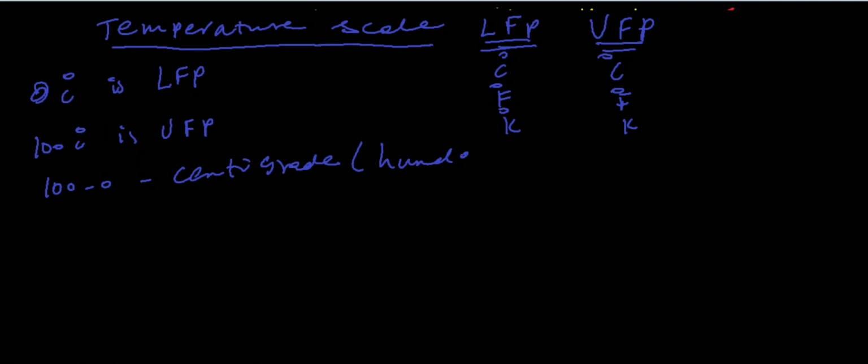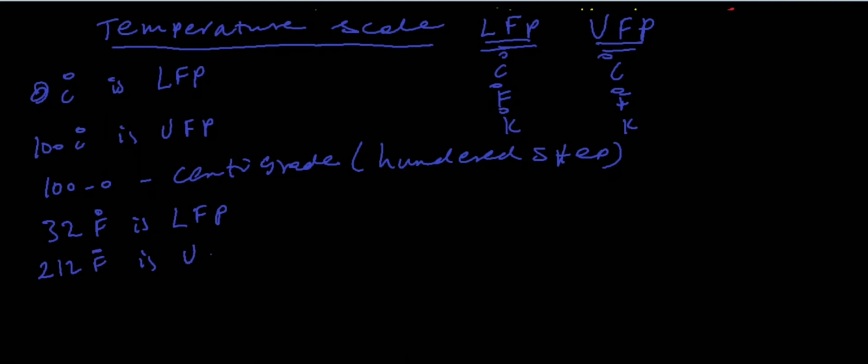Centigrade means it's 100 steps. Therefore, under temperature and heating, we have to calculate or prove the temperature scale. The Fahrenheit freezing point of water is 32. Therefore, 32 degrees Fahrenheit is the lower fixed point, and 212 degrees Fahrenheit is the upper fixed point for degree Fahrenheit.